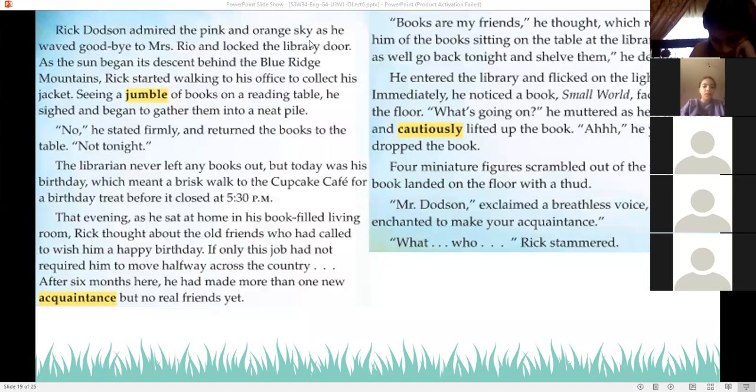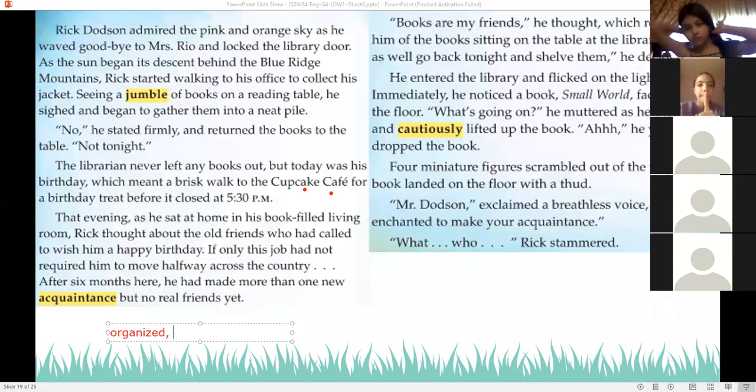Yalla Ali Safiuddin. So here, Rick went to a cupcake cafe by himself. What does this tell you about him? If you go to a place for your birthday by yourself, what does this mean? Lonely. First we said that he's organized and now we're saying that he's lonely. Bravo Ali, plus for you.